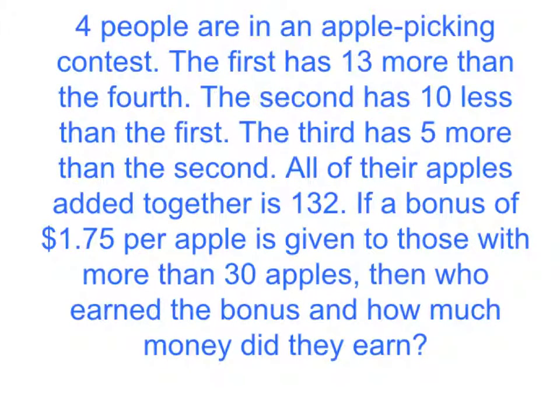4 people are in an apple picking contest. The first has 13 more than the fourth, the second has 10 less than the first, and the third has 5 more than the second. All of their apples added together is 132. If a bonus of $1.75 per apple is given to those with more than 30 apples, then who earned the bonus and how much did they earn?